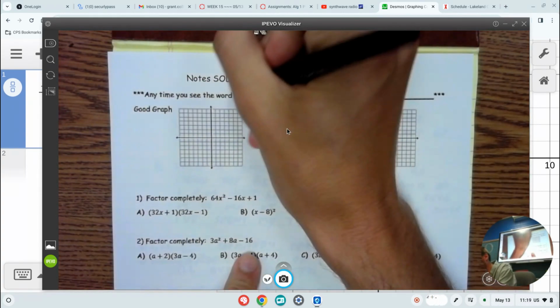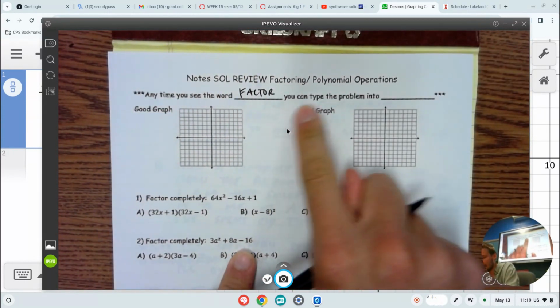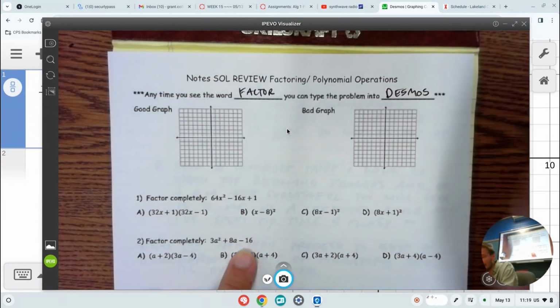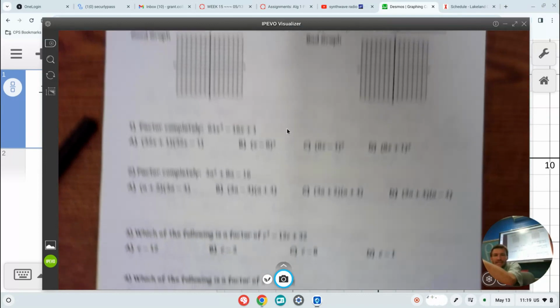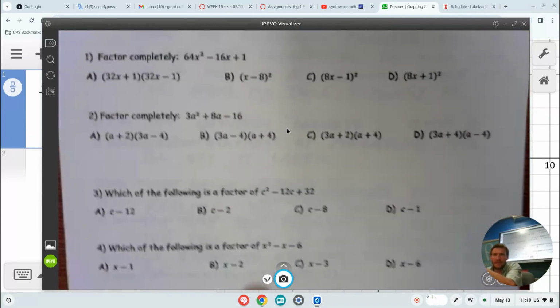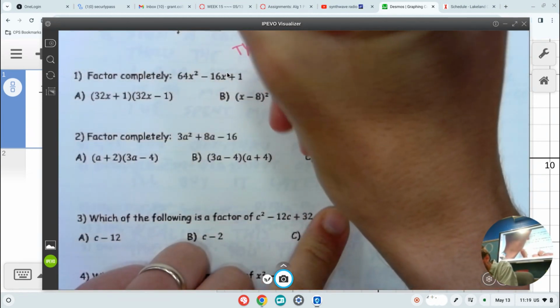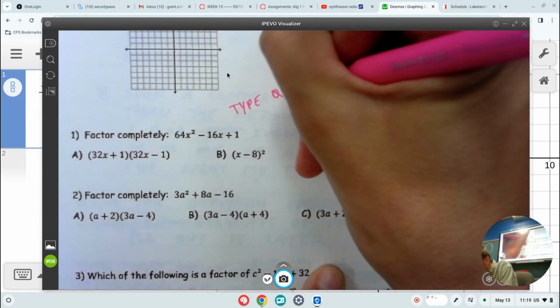Anytime you see the word factor, you can type the problem into DESMOS. Pretty simple. Basically, anytime you see anything, it's a good idea to try typing it into DESMOS. So, we're just going to skip those graphs and we're going to come right back to them. Number one, factor completely. Our main strategy is, as always, same thing we've talked about last week, type the question.